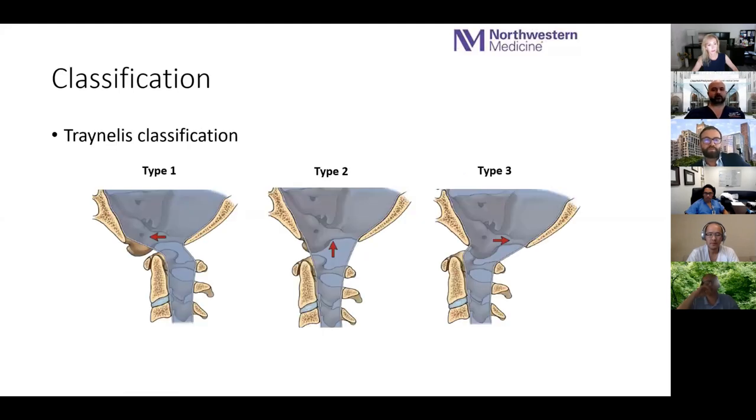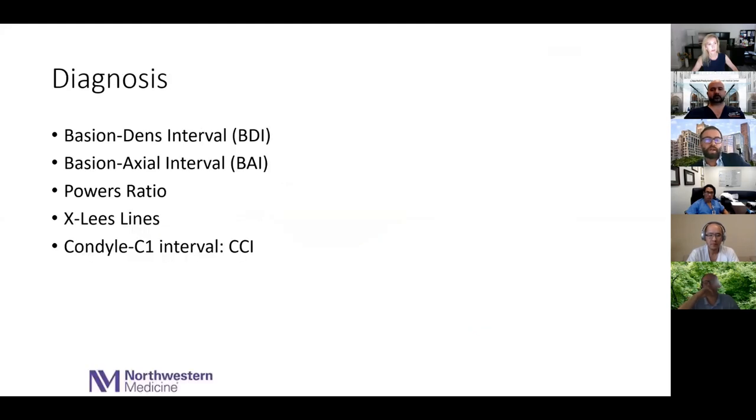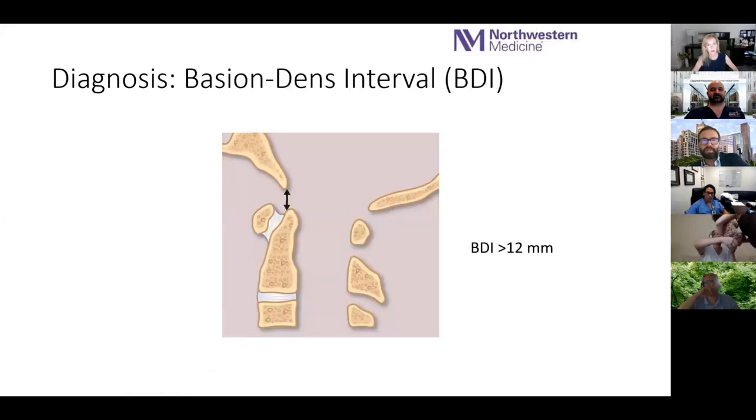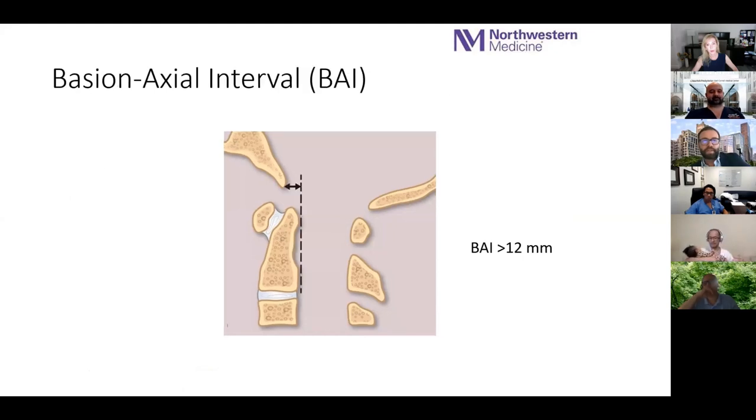Three types, Traynelis: type 1 anterior, type 2 superior, type 3 posterior. And there are many different ways to diagnose it. The last one, the condyle-C1 interval, has the highest sensitivity, specificity, positive predictive value, and negative predictive value. So it's the best. But for historical purposes, let's go over these. Basion-dental interval, more than 12 millimeters, gives you the diagnosis. Basion-axial interval, more than 12 millimeters, gives you the diagnosis. Because sometimes these are asked about during oral boards or written boards, so you want to know them.